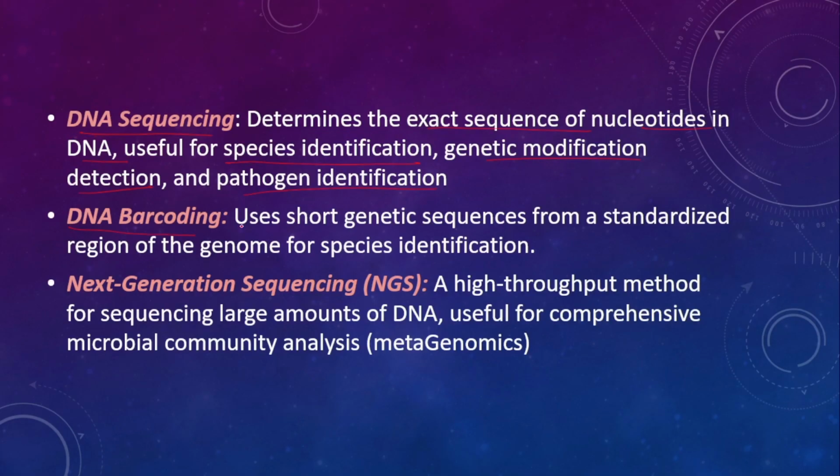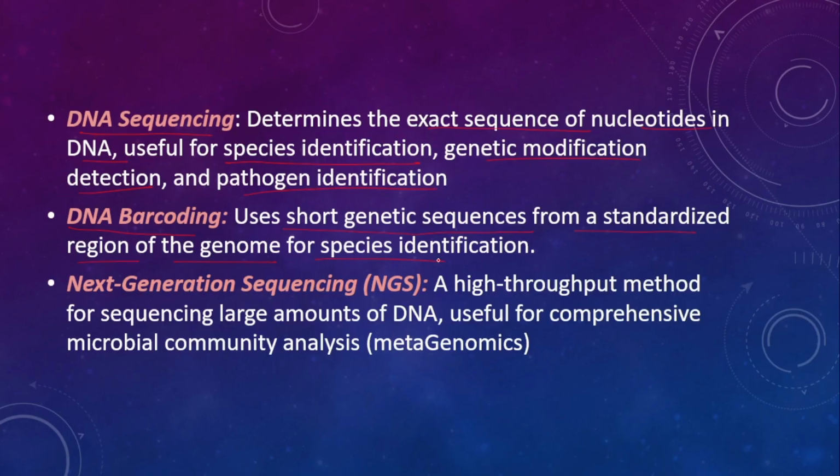Next is DNA barcoding. It uses short genetic sequences from a standardized region of the genome for species identification. This is a technique used to identify species by analyzing a short standardized region of the DNA, often from the mitochondrial gene COI, that is cytochrome c oxidase 1, in animals. This unique DNA sequence serves as a barcode that can distinguish one species from another.